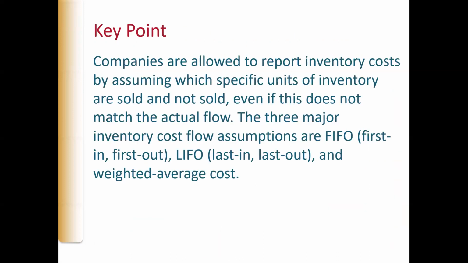Companies are allowed to report inventory costs by assuming which specific units of inventory are sold and not sold, even if this does not match the actual flow. The 3 major inventory cost flow assumptions are FIFO, LIFO, and weighted average cost. Any questions on this before we move on?